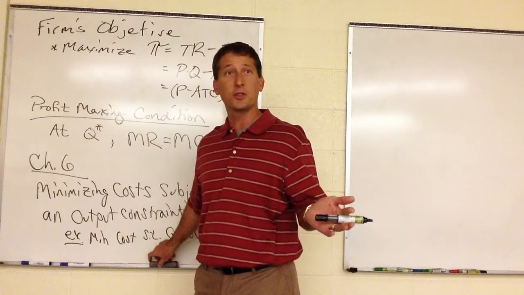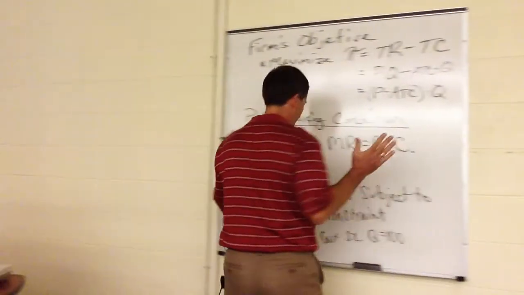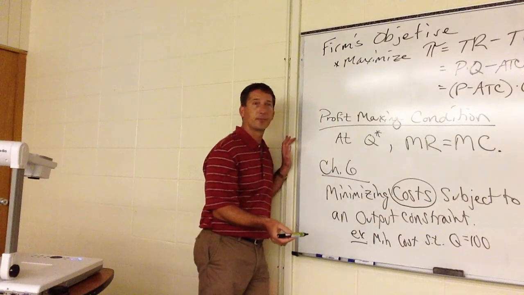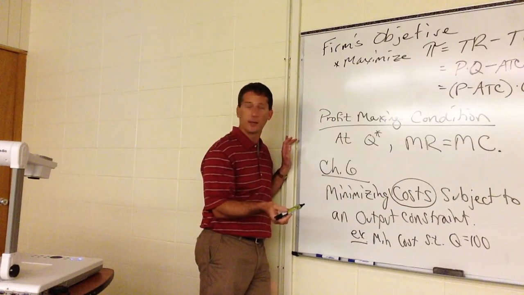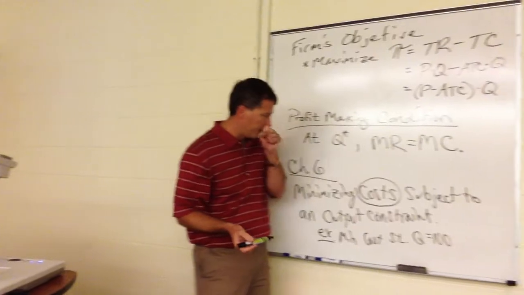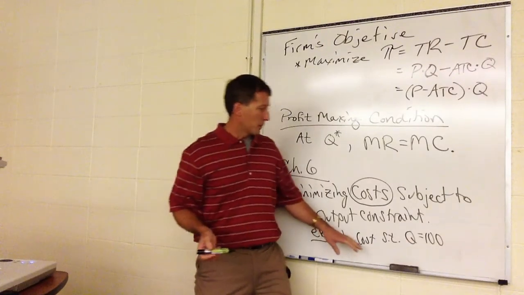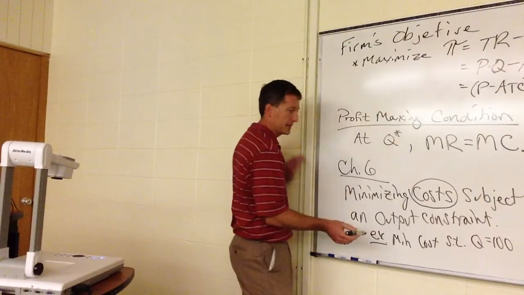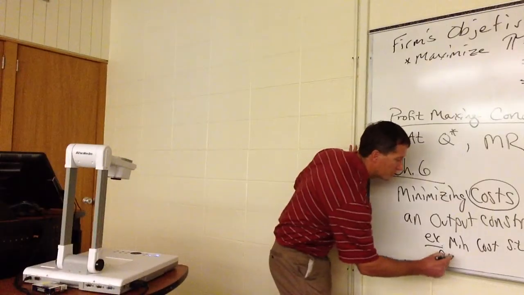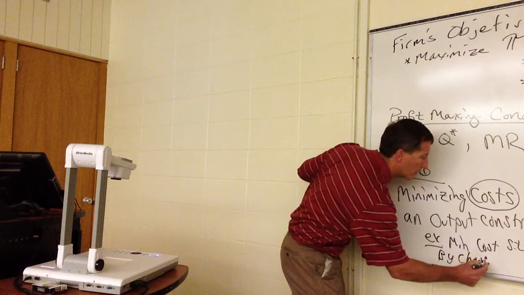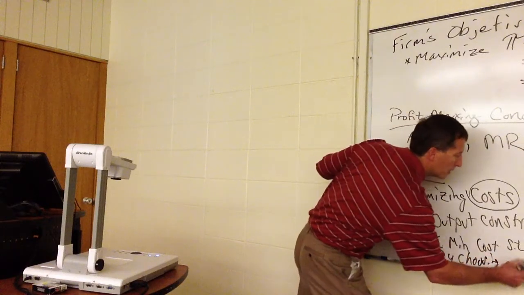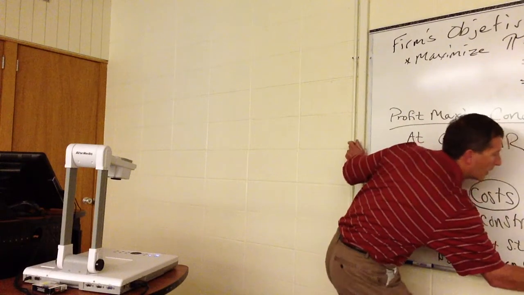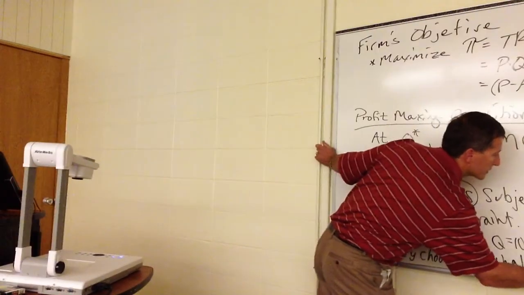Which one do we choose? The one that costs the least, that's right. So that's kind of what we're facing here. So we're going to minimize costs subject to quantity being constrained at some amount by choosing an optimal quantity of resources.